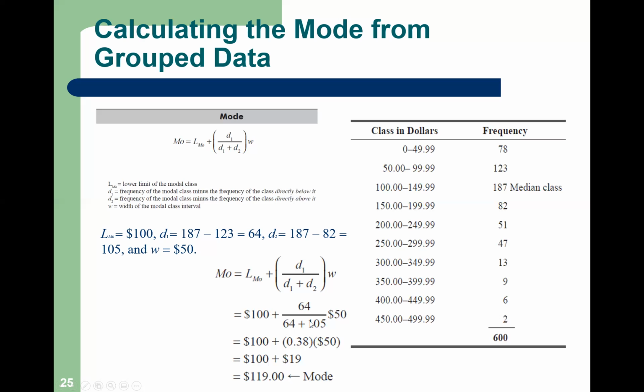By calculating these values, we got 100 plus 0.38 multiplied by 50, and finally the mode for this set of data is 119. So the estimated mode for this set of data is 119. This is for grouped data, and for ungrouped data it is very simple.